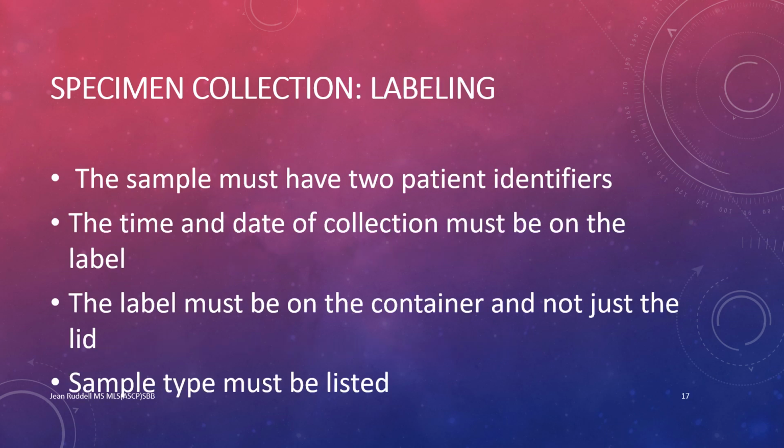Specimen collection, labeling. When a urine sample is labeled, it must have two identifiers, such as full name and date of birth. The time and date of collection must be on the label. The label should be placed on the container and not the lid. The lid may have an extra label, but not the only label. The sample type should be on the label: random urine, midstream clean catch, catheterized, or suprapubic aspiration. Urine cups may be used for other samples that are not urine, therefore it is important that the sample type is listed.